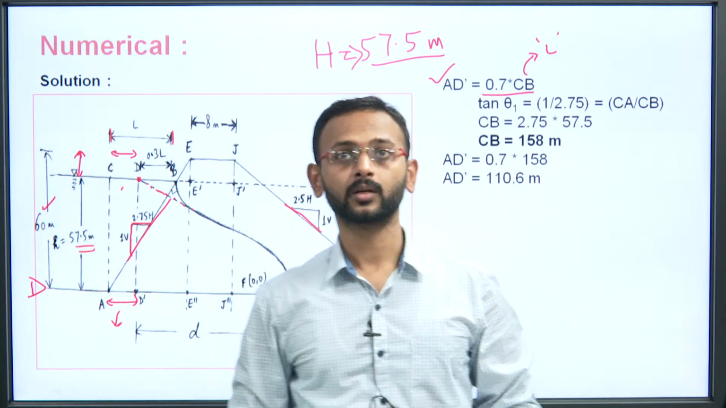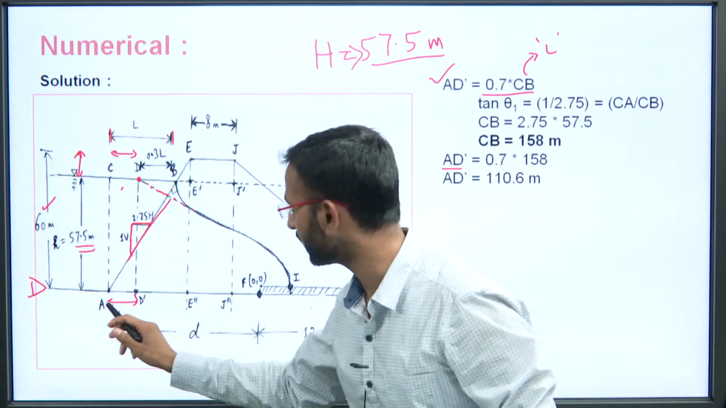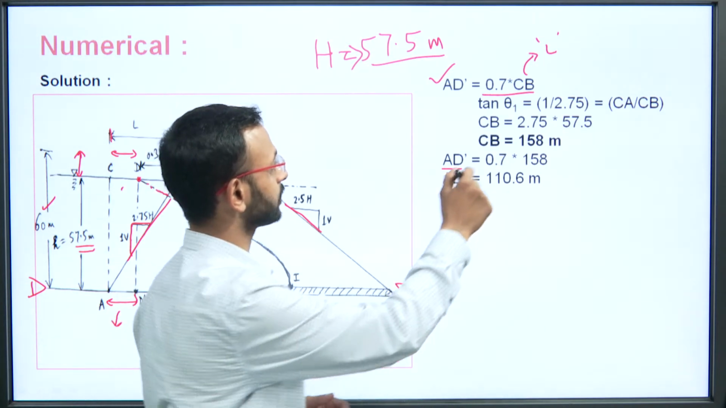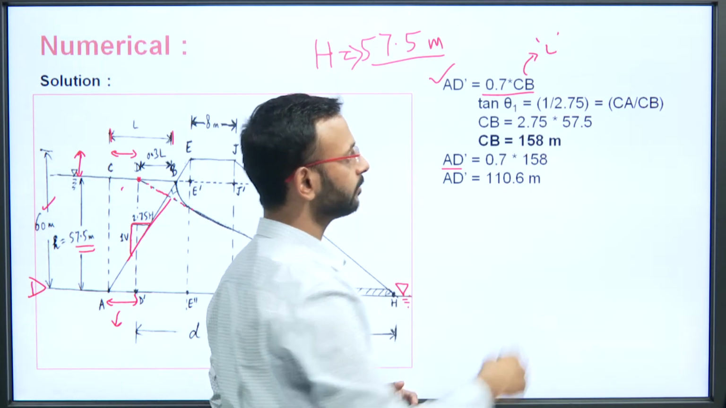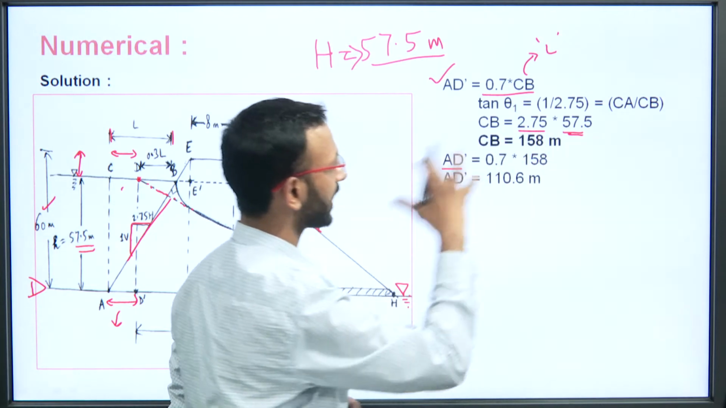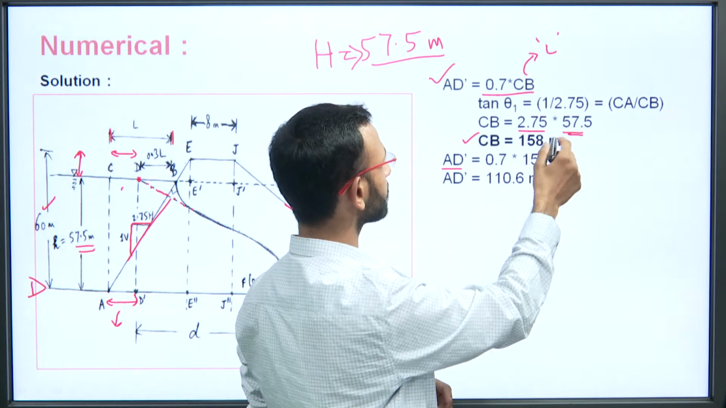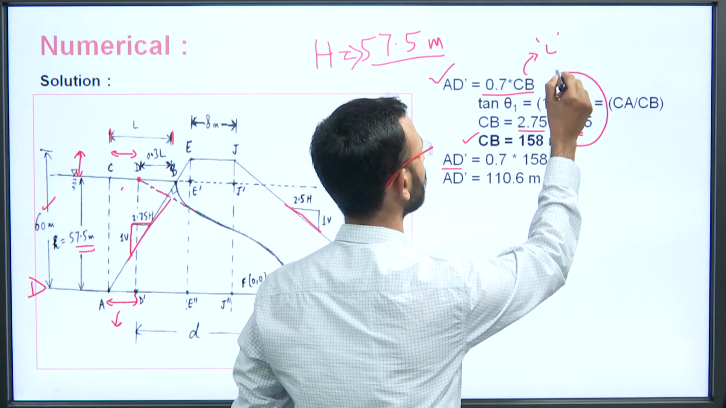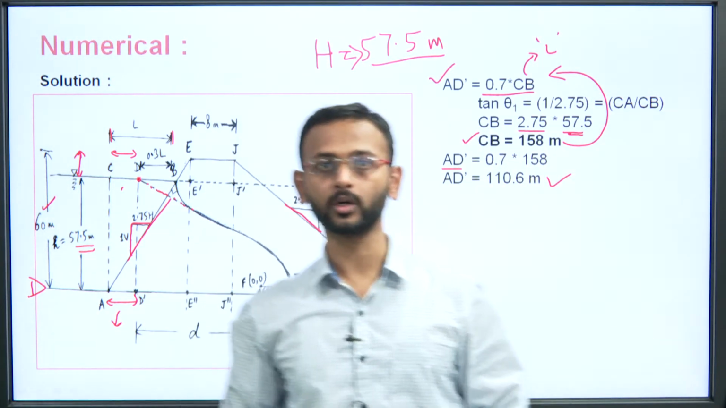Now, understand that tan theta 1, we will be finding out what is AD dash, that is this length. That is equal to 0.7 times CB. Tan theta 1 is equal to 1 upon 2.75, that you know by the slope, that is equal to CA upon CB. Now, CB, you know that is 2.75 into the height by the triangle that we considered there. Then CB comes out to be 158 meters, and this length CB will be taken into account here. So, AD dash comes out to be 110.6 meters, that we will be looking at later.